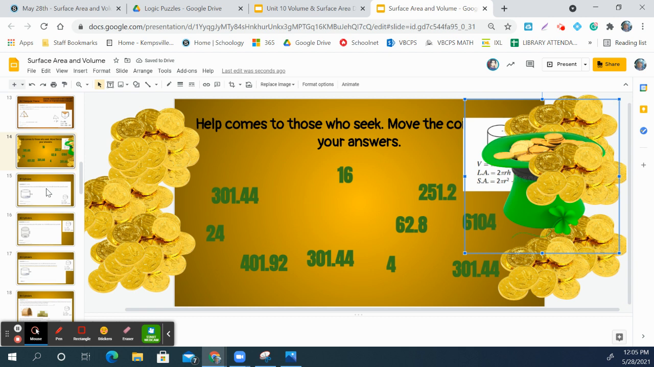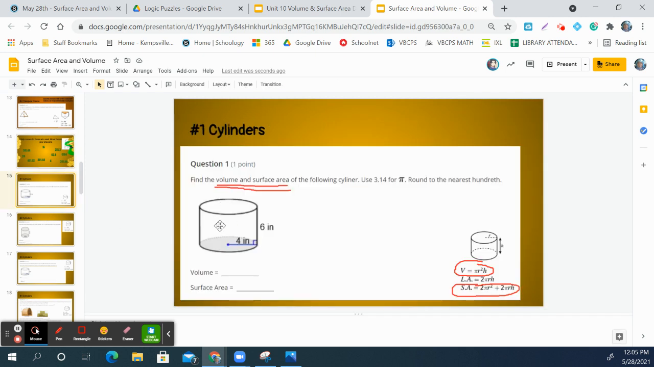Lateral area is the side area. So when you're talking about a cylinder, it's the area that like the soup can label would be. Like if you're looking through a spyglass, it's the sides, not the bottoms.